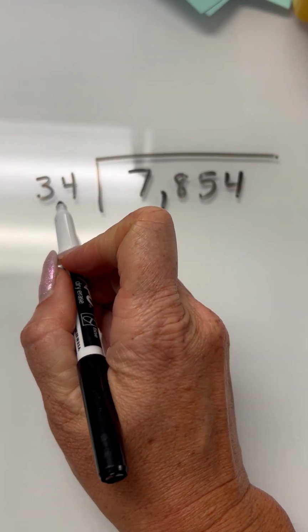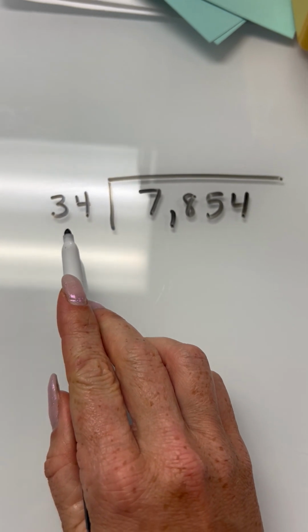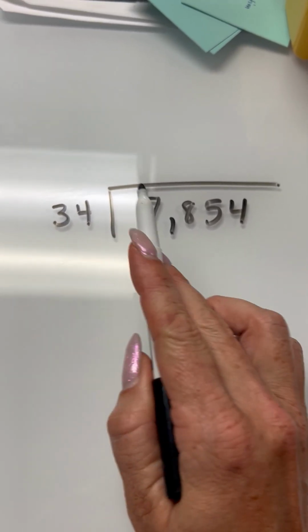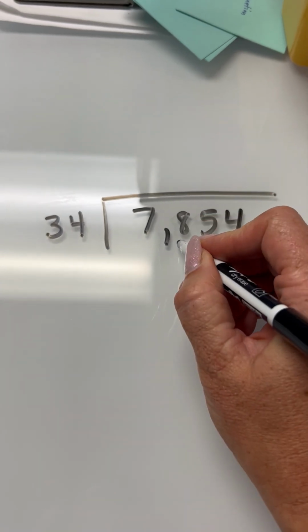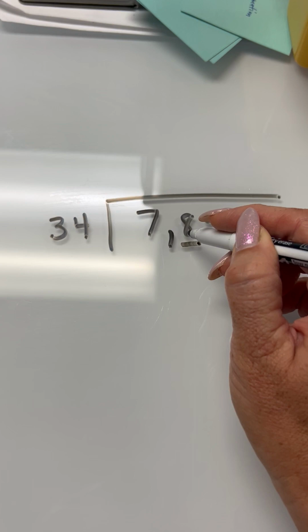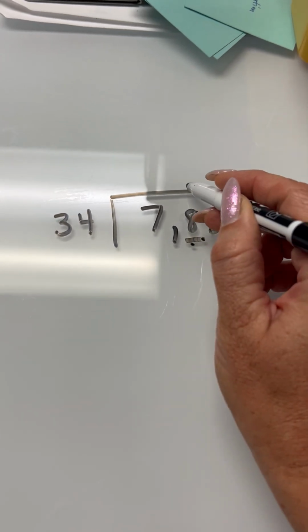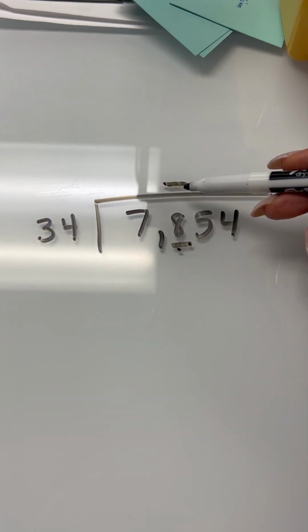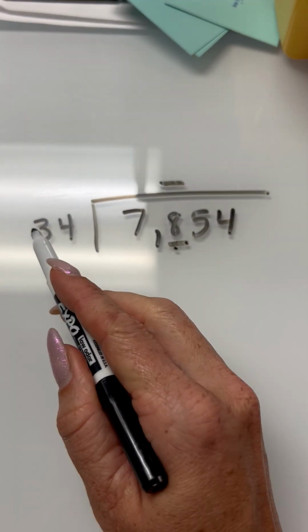So I'd start out by asking myself, does 34 go into 7? Nope. Does 34 go into 78? Yes. So I'm going to underline that place value because I know that the first digit from my quotient is going to go right there. It's going to line up with that spot.